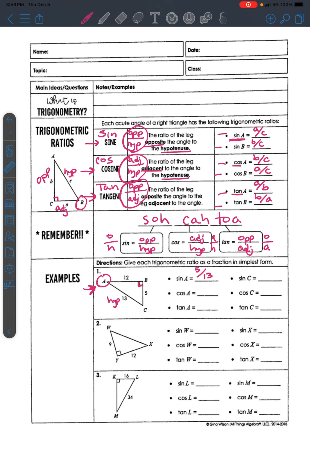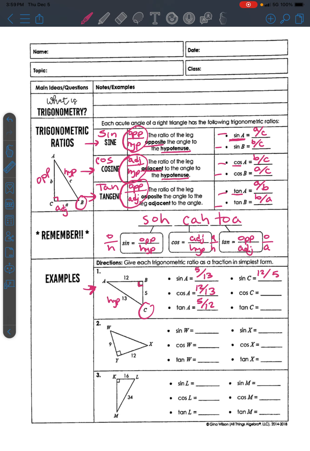Cosine of A would be adjacent over hypotenuse, so that would be 12. 12 is the leg that touches A over your hypotenuse. And tangent is the opposite over the adjacent. So now let's look at angle C. Hypotenuse still stays hypotenuse, it's still 13, but the opposite of C is 12, and the adjacent, the leg that touches C, is 5.